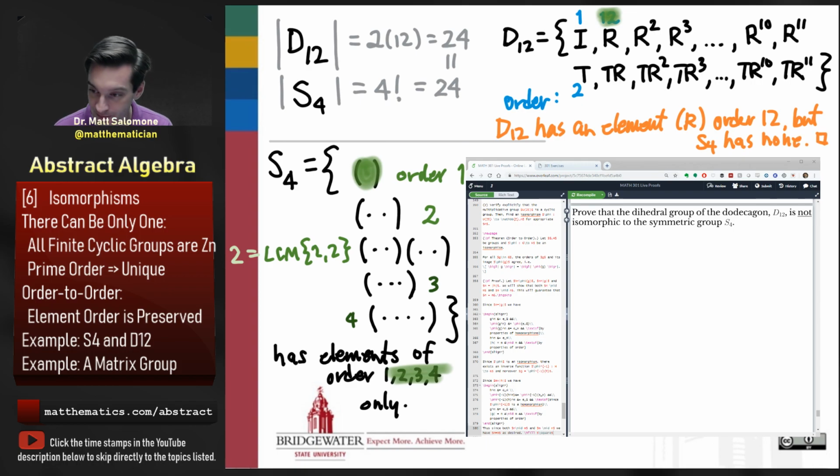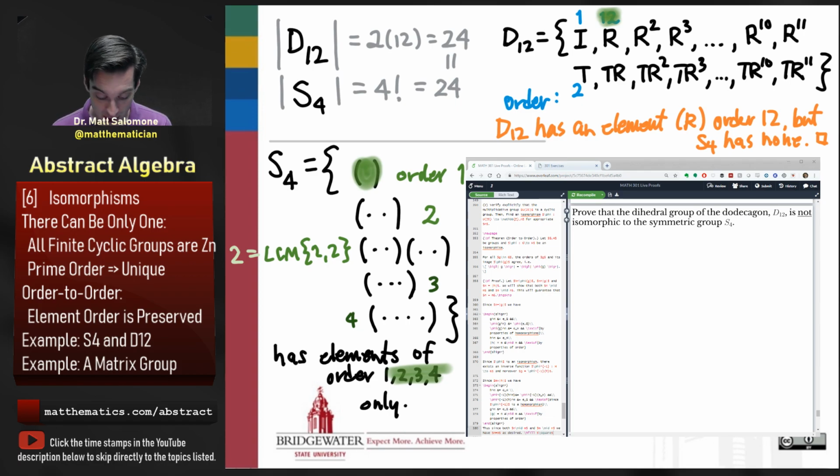QED. Right? If these groups were isomorphic, then that isomorphism would have to send R to some element of S4 that had the same order as R did. But there is no element of S4 that has the same order that R has. Right? D12 has an element of order 12, S4 does not, so they cannot be isomorphic groups.